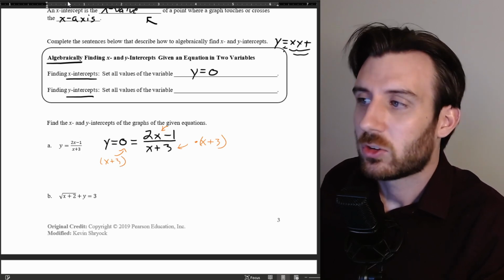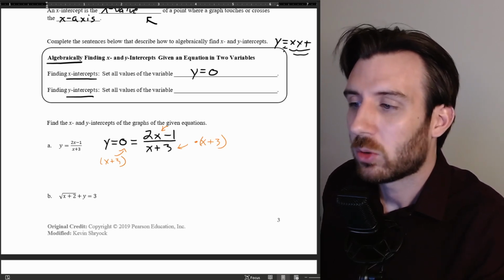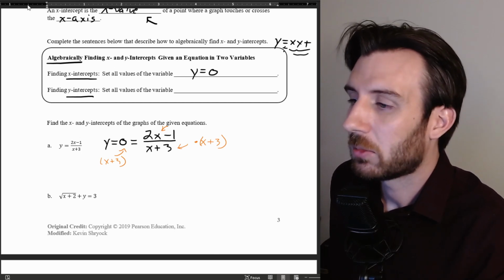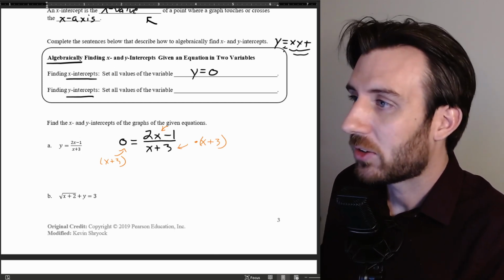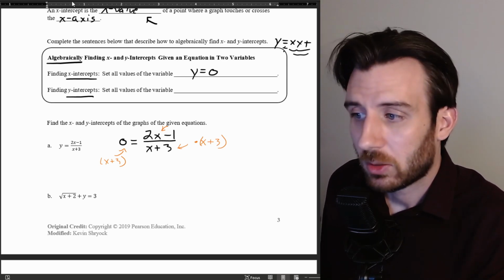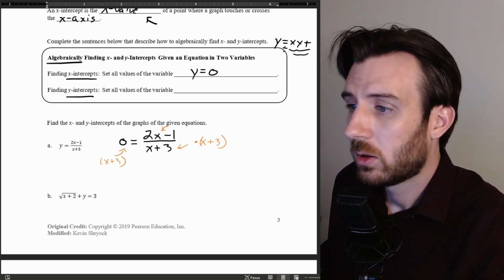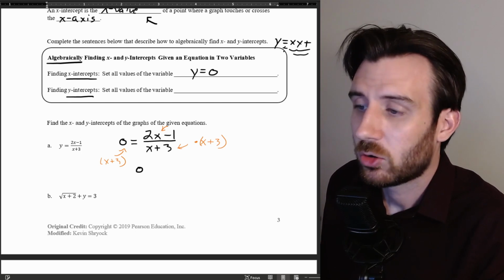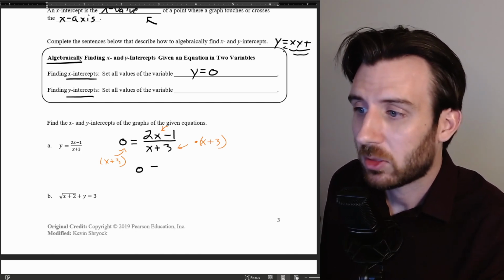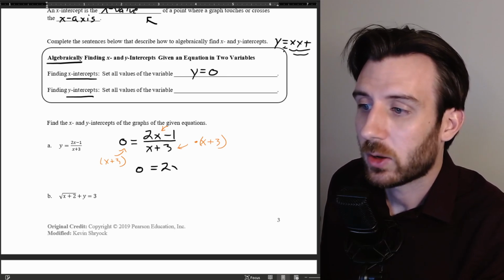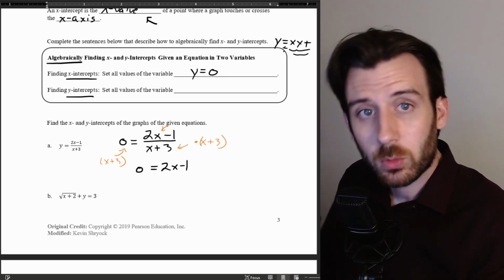If this is getting confusing that I have the y equals 0, you're always allowed to erase this. Just because I can write something doesn't mean it's always useful to do so. So we could always just keep it like this and say I'm going to multiply the left side by x plus 3. Well, 0 times x plus 3 is just going to be 0. And then I have (2x minus 1) over (x plus 3) times (x plus 3). That's going to be dividing and multiplying by the same thing, so that cancels away to get me 2x minus 1. Now that's one way you could think about it.